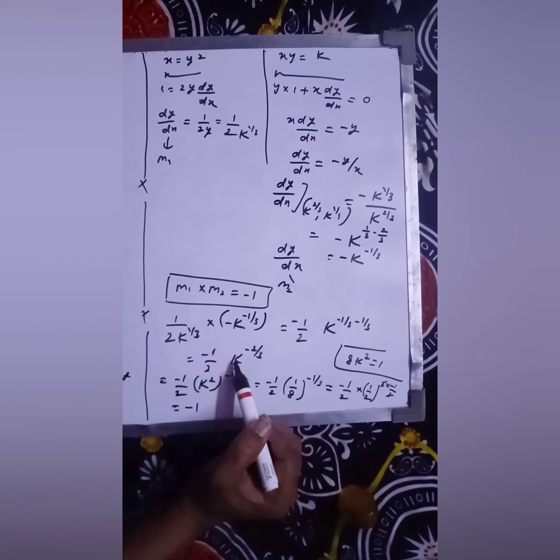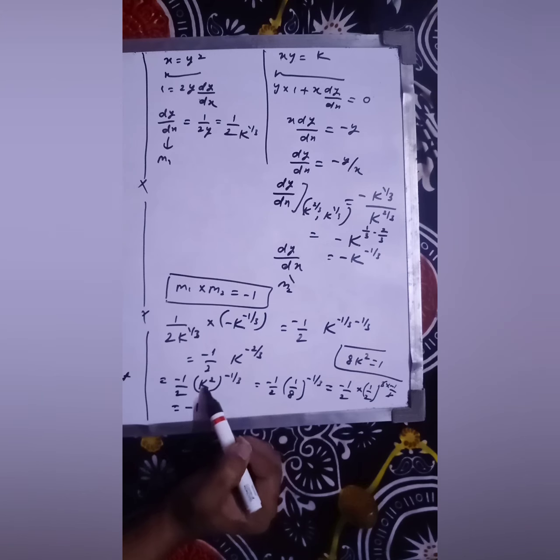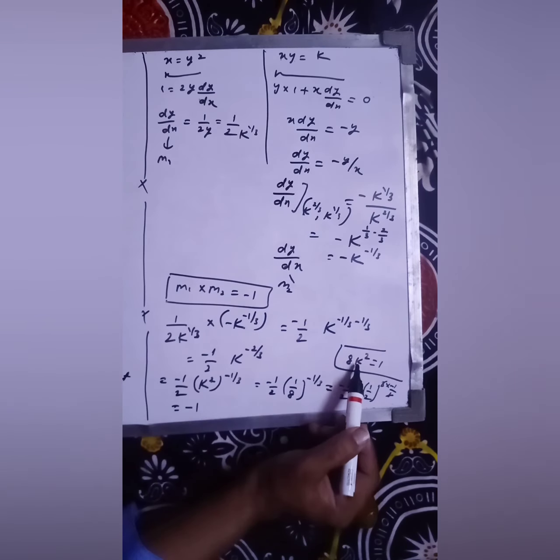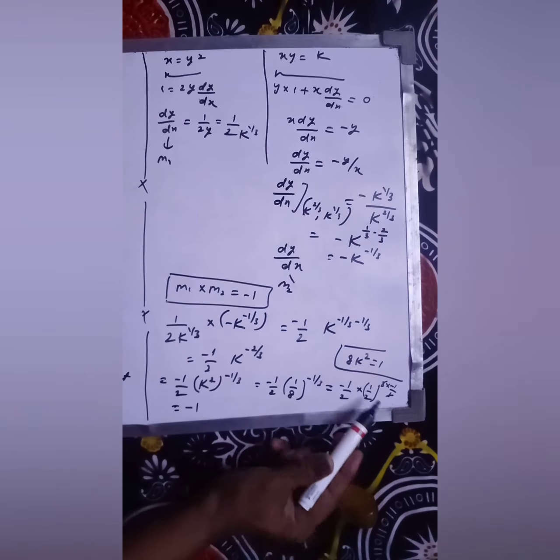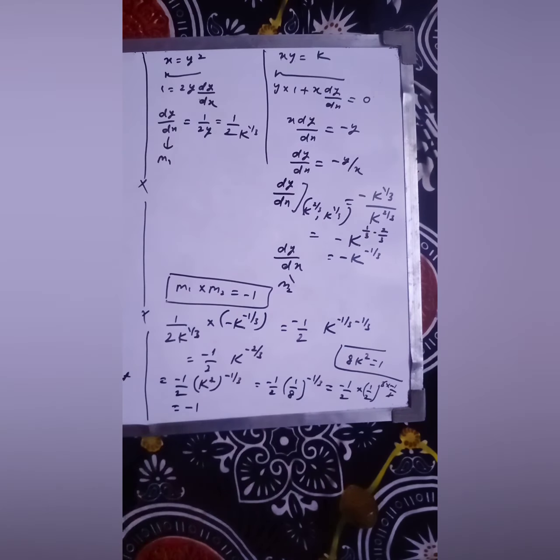Here I'm putting the value of k square. I'm writing this step like this, and k square I'm taking from this equation, which is given to us, and in place of this I'm putting 1 by 8 and this raised to power minus 1 by 3, and you have to simplify it. And when you simplify, you will get minus 1. Hence you can say that they are at right angle.